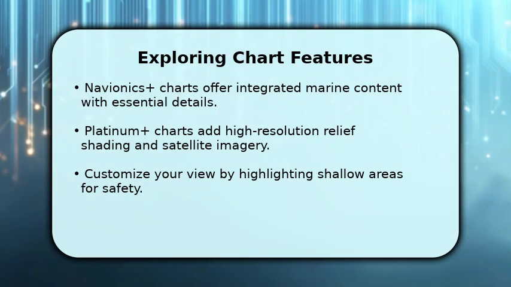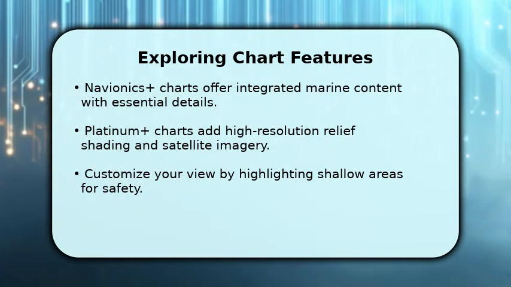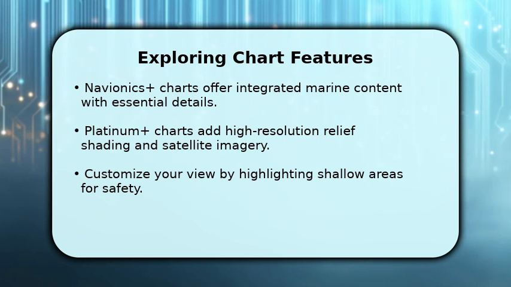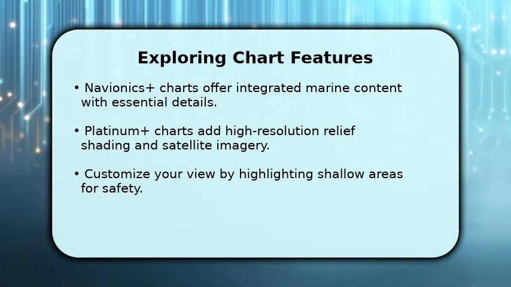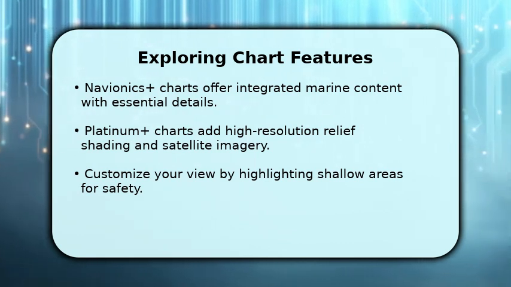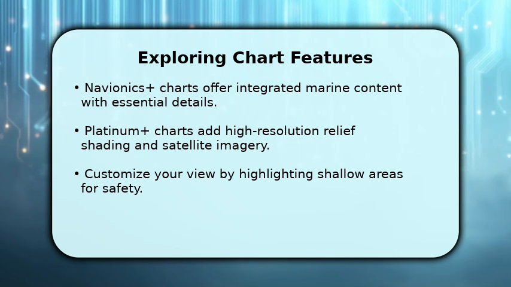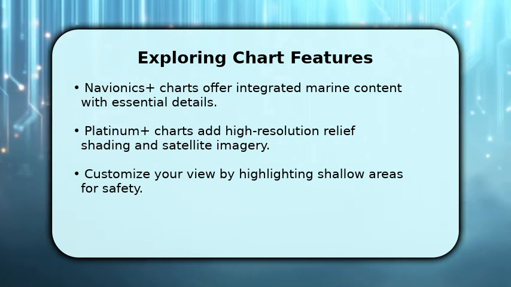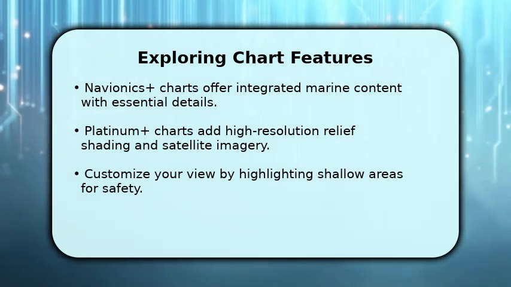Garmin Navionics offers two primary chart types, Navionics Plus and Platinum Plus. Navionics Plus provides integrated marine content with crucial details for safe passage. For enhanced visuals, Platinum Plus charts include high-resolution relief shading, satellite imagery, and aerial photos.